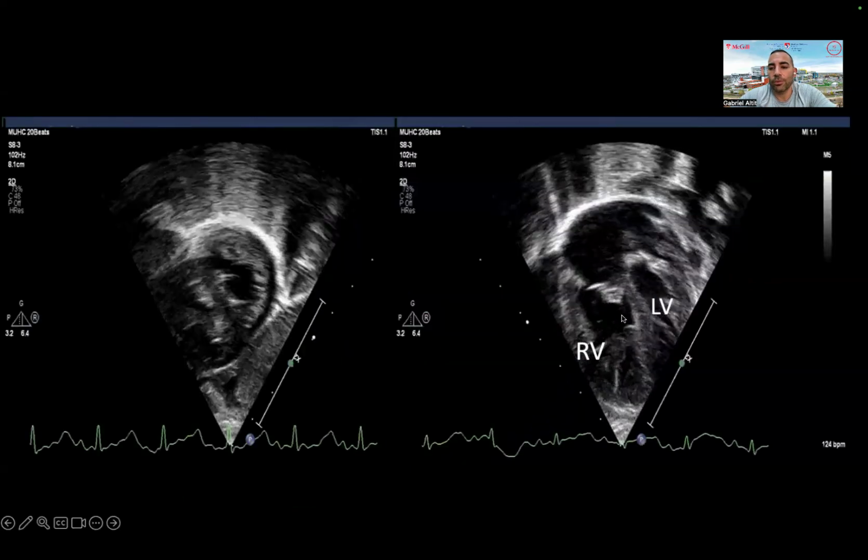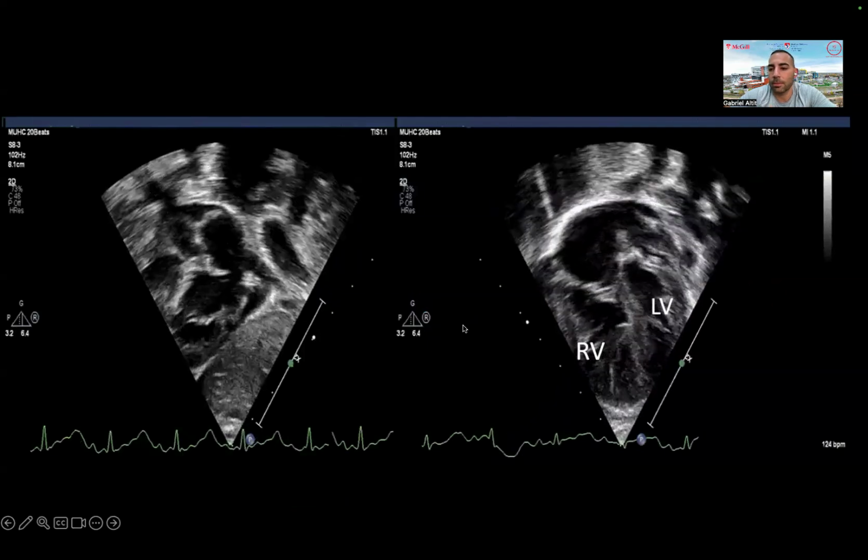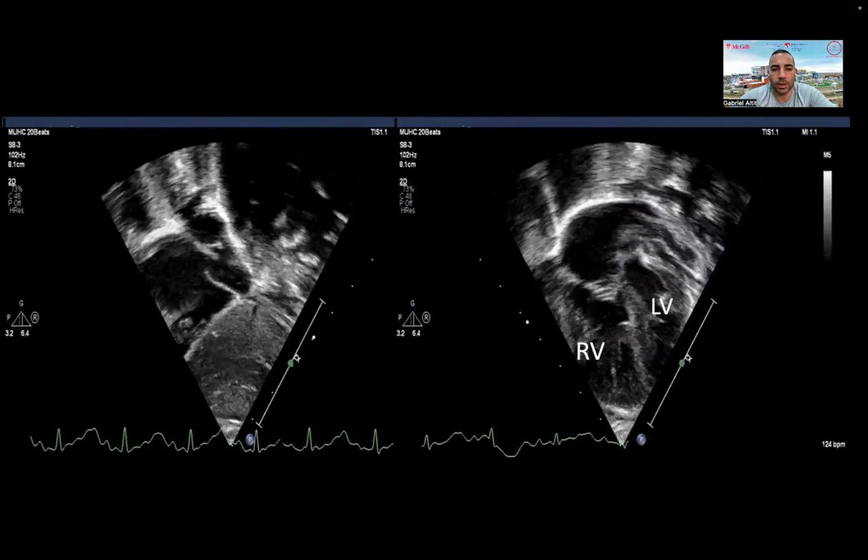And this is a 4-chamber view where you can see that the RV looks a bit muscular and with some decreased RV function.